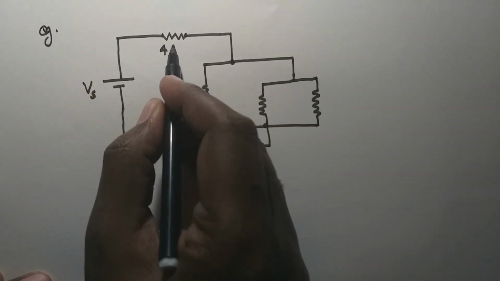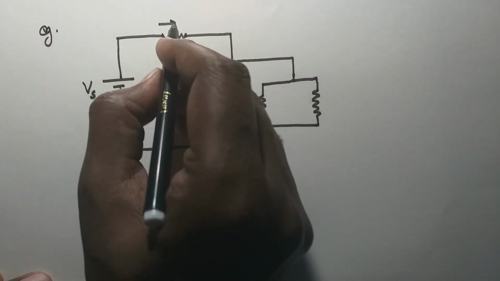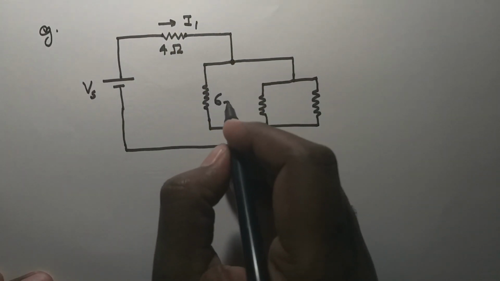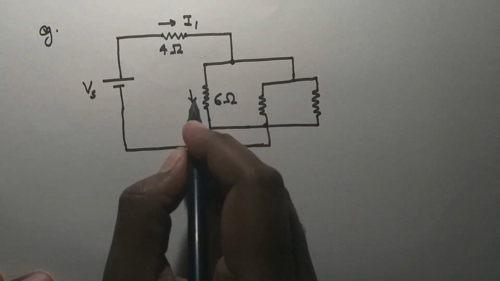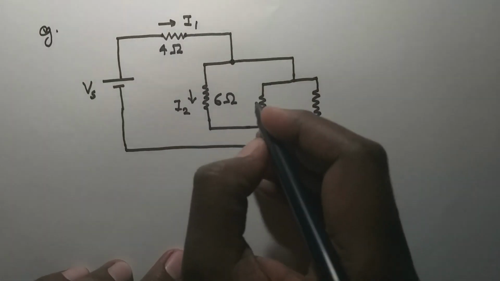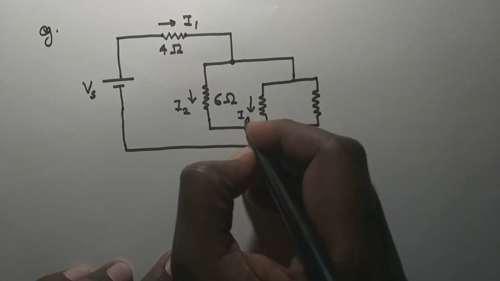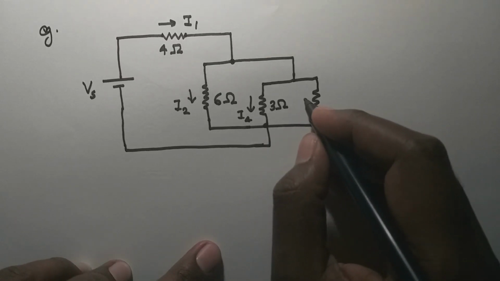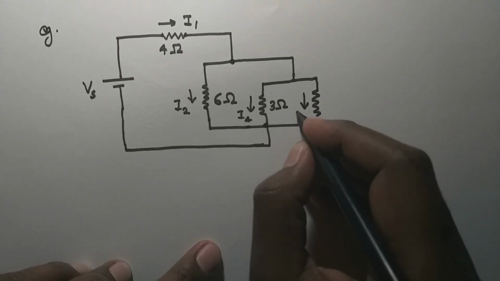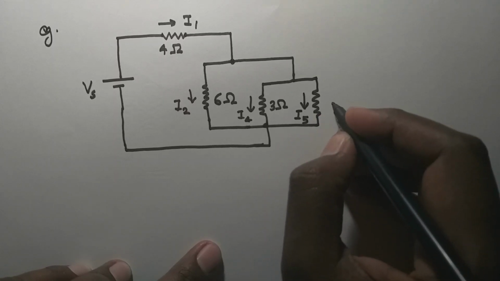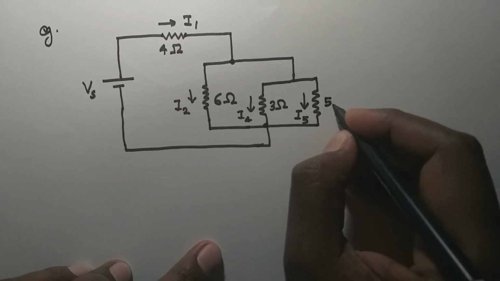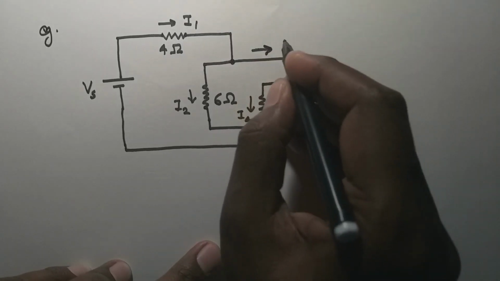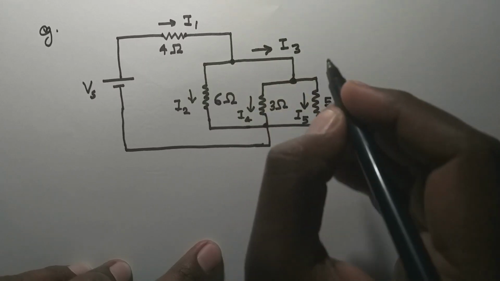This resistance is 4 ohms and current through this resistance is I1. This resistance is 6 ohm resistance and current is I2. Current in this branch is I4 and resistance is of 3 ohms. Current through this branch is I5 and resistance is of 5 ohms, and current in this branch is I3.